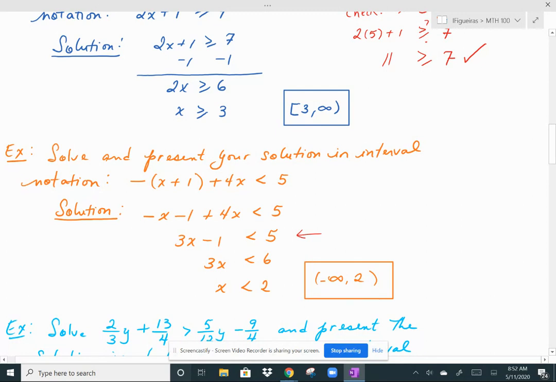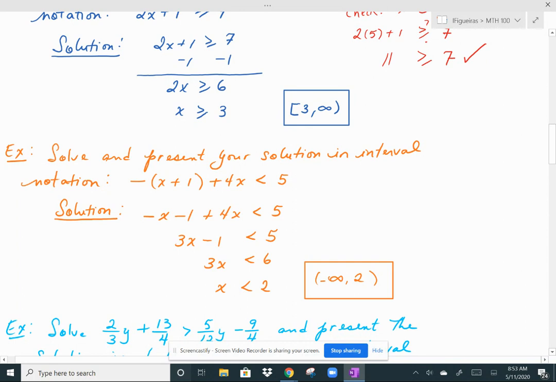Add 1 to both sides. We get 3x is less than 6. And we get the solution that x is less than 2. So in interval notation, that is all values from negative infinity to 2, but not including 2. So we have parentheses around that interval.